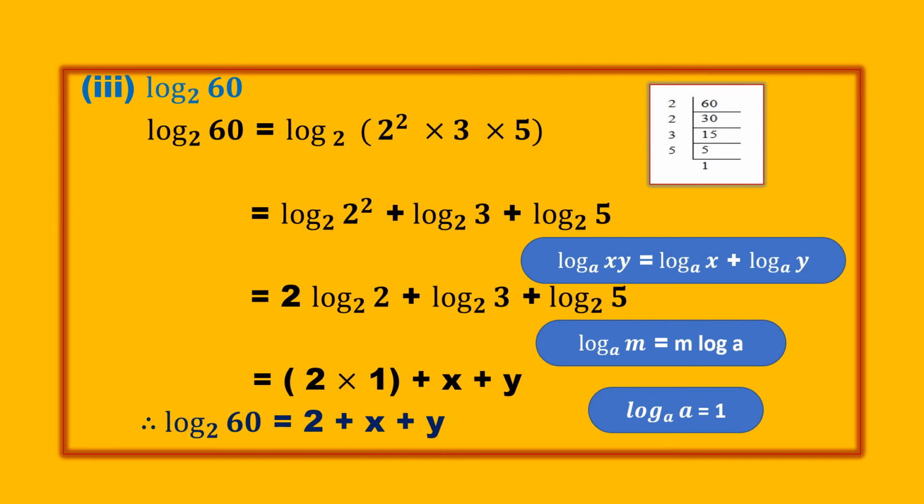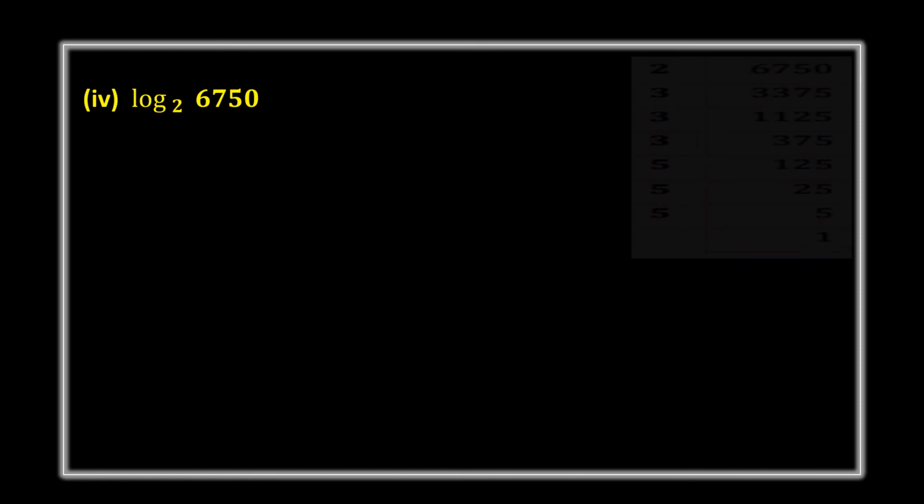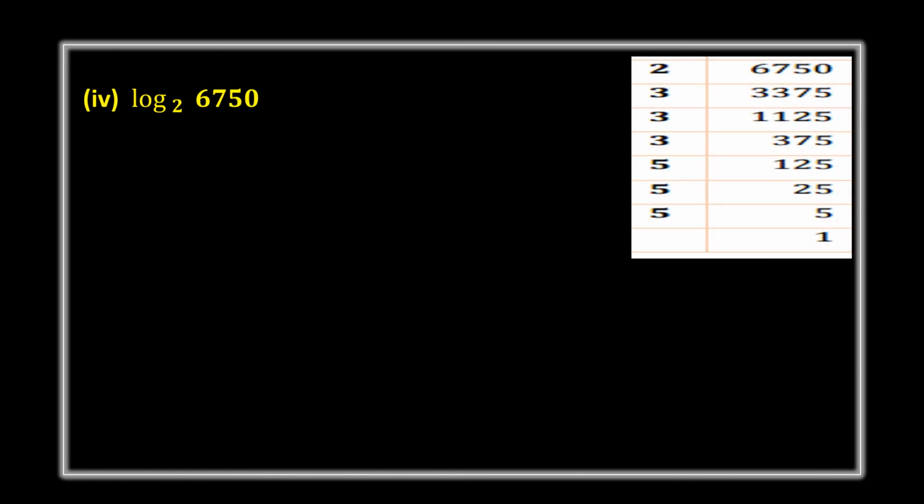Okay, so let us go to the next problem. So here is your next question. Log 6750 base 2. Okay, 6750 base 2. So here, to write in terms of 2, 3 and 5, we should do the prime factorization for this 6750, right? So prime factorization of 6750 is given like this.